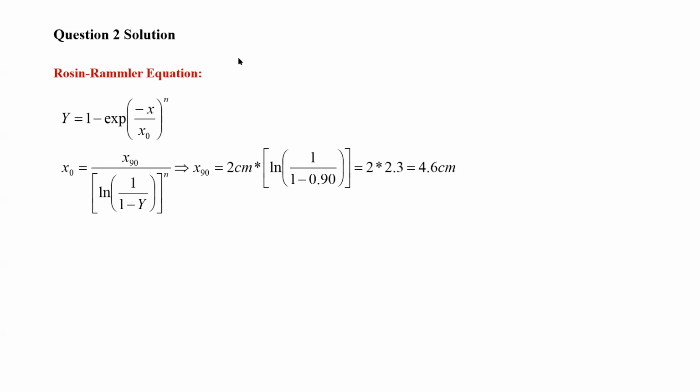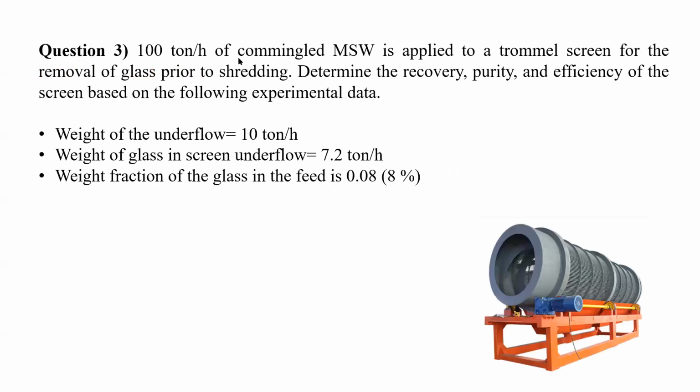If you don't have any questions, let's continue with the last question of today's recitation. In this question, we will use a trommel screen to separate glass from other materials. You can see one of the examples or figures of this equipment.